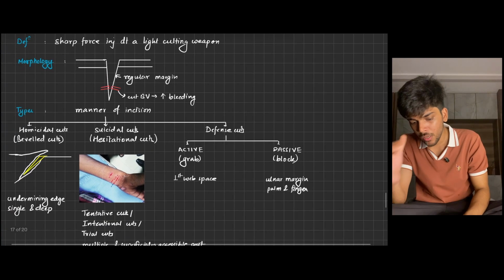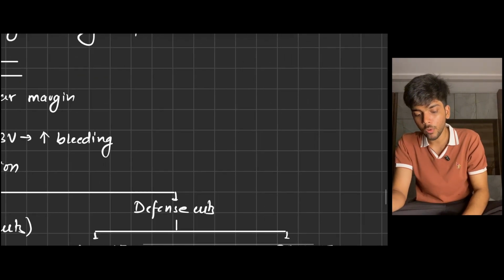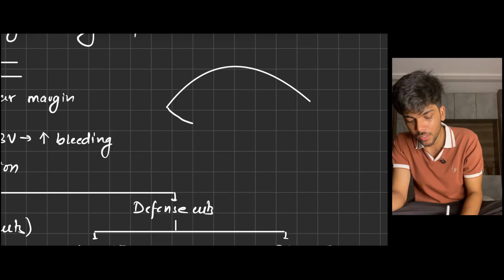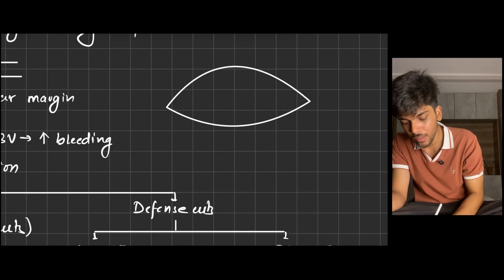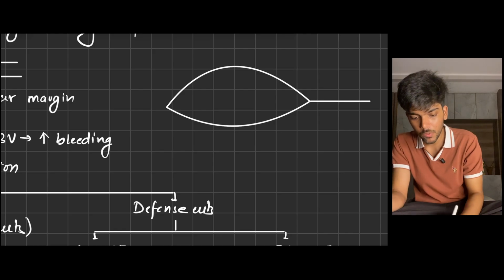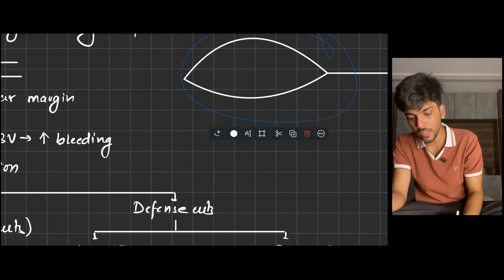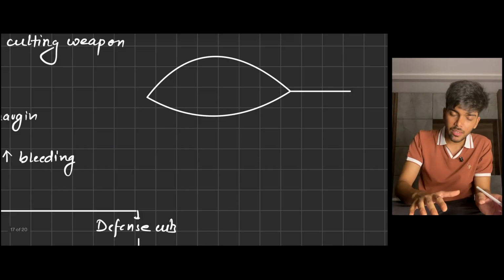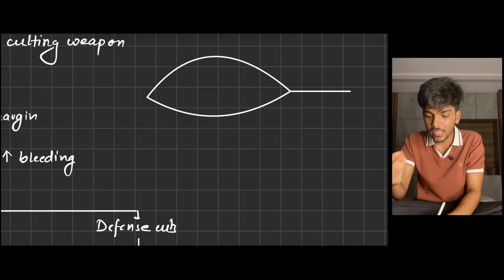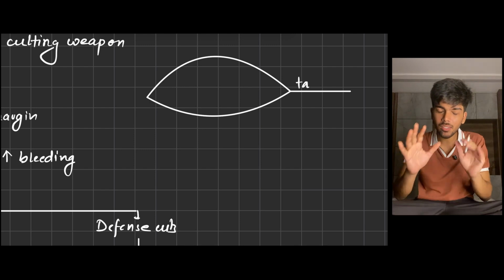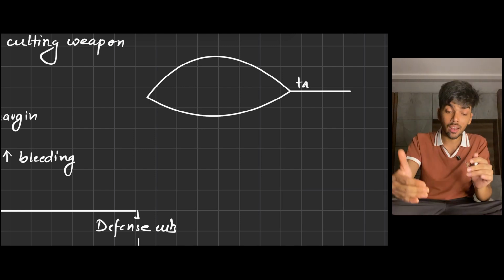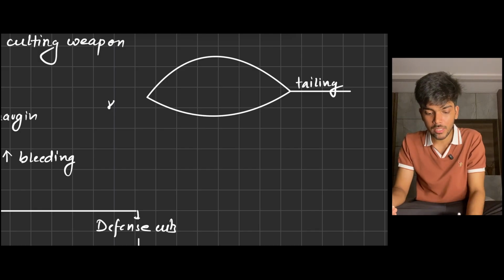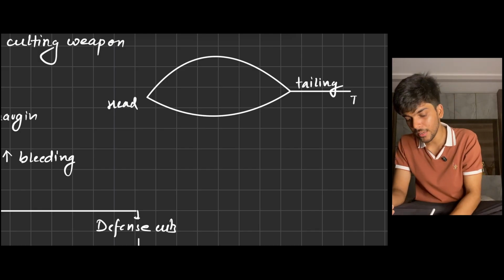Okay. So I showed you morphology from the side. What about morphology from the top? From the top, an incision looks spindle shaped with a tail at the end. In case of laceration, there was shallow tailing. In case of incision, there is tailing. So this is the head and this is the tail.